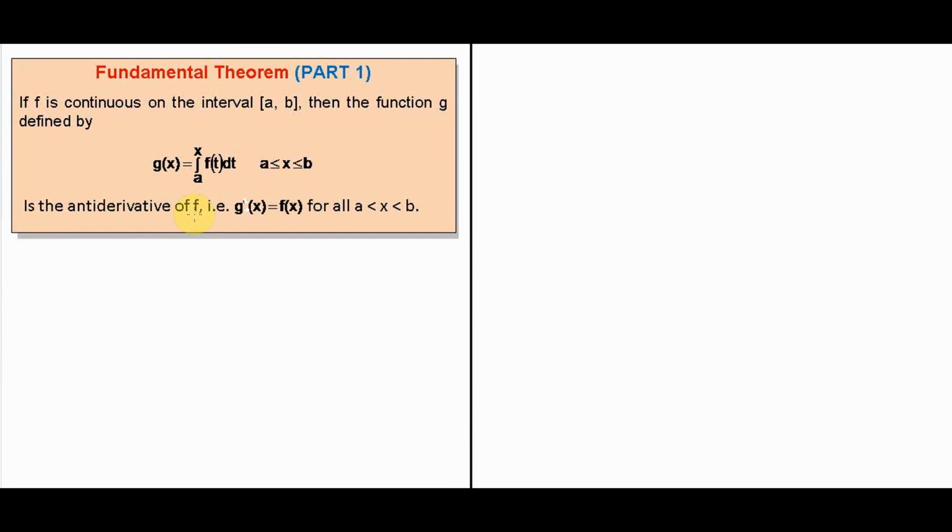Now back to the fundamental theorem part 1. Recall that it says if f is continuous on the closed interval from a to b, then the function g defined by g of x equals the definite integral from a to x of f of t dt on this closed interval is the antiderivative of f, i.e. g prime of x equals f of x for all x between a and b.